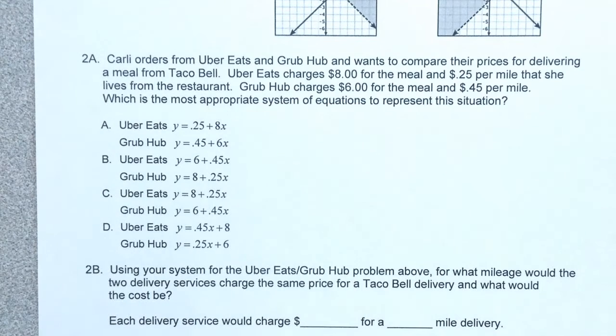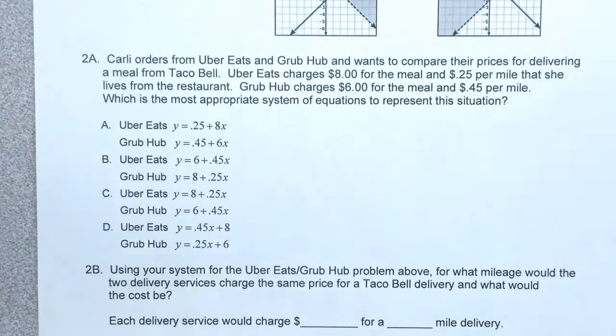Number 2A says Carly orders from Uber Eats and Grubhub and wants to compare their prices for delivering a meal from Taco Bell. Uber Eats charges $8 for the meal and 25 cents per mile that she lives from the restaurant. Grubhub charges $6 for the meal and 45 cents per mile. Which is the most appropriate system of equations to represent the situation?